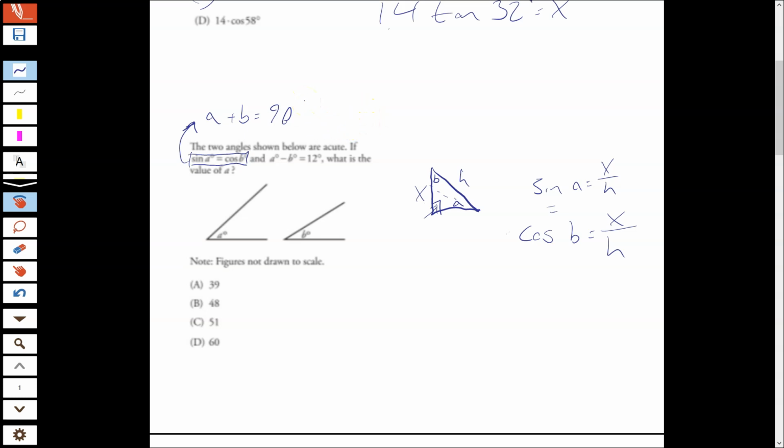And I've done all the heavy lifting now, so this is now a problem you know how to solve. A plus B equals 90 and A minus B equals 12. Well, that's a system of equations. Very cool problem here.